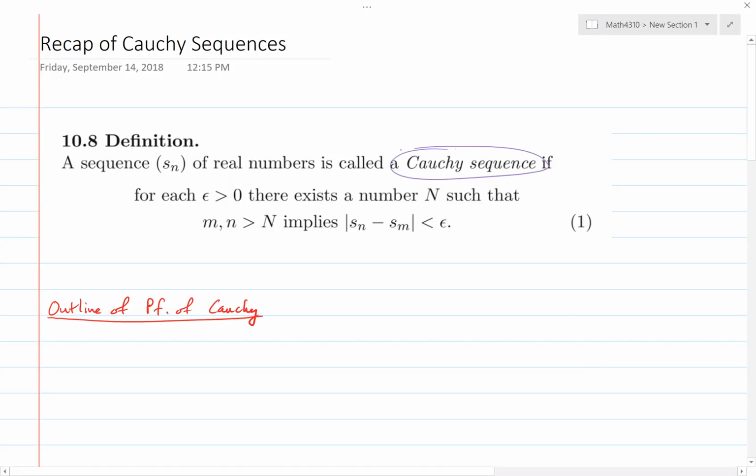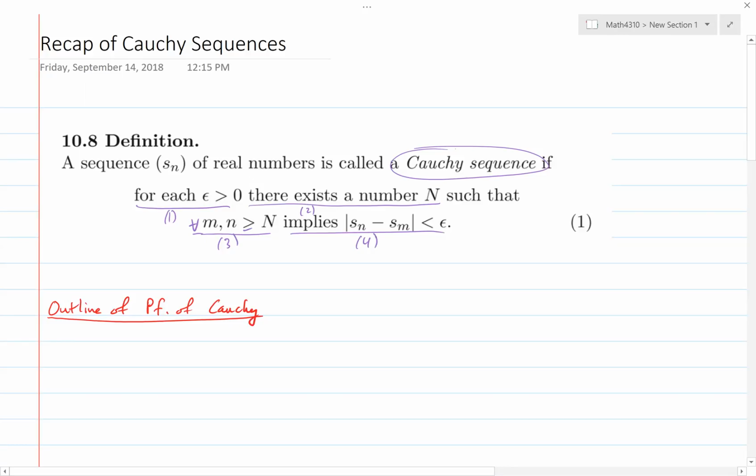So this is what we define if for each epsilon greater than 0, there exists a number N such that m and n greater than N, and it can be greater than or equal to, implies that the difference between Sn and Sm is then less than epsilon. So this was step 1 in a proof. Step 2, you're saying for all m and n, so there's your other logical quantifier. There's step 3, and then there's step 4. So I'll outline the proof.